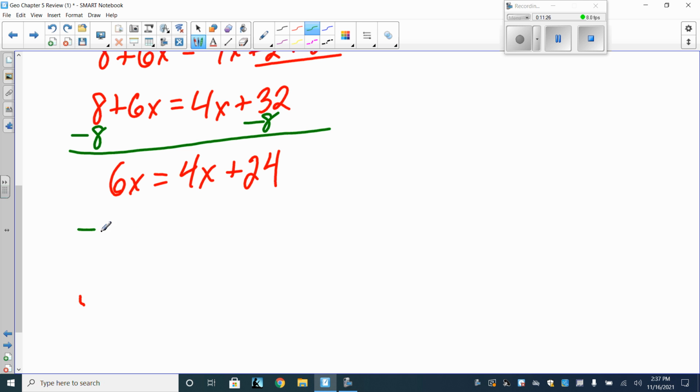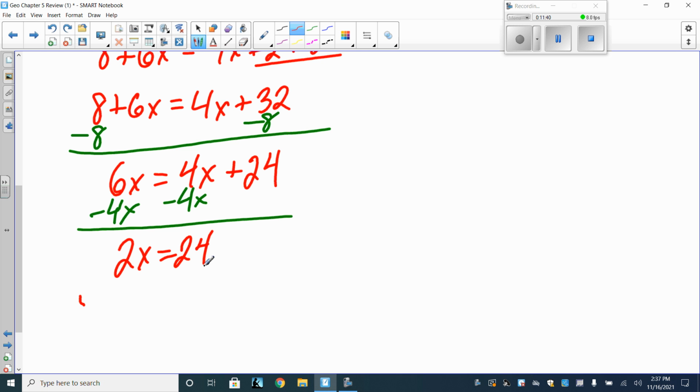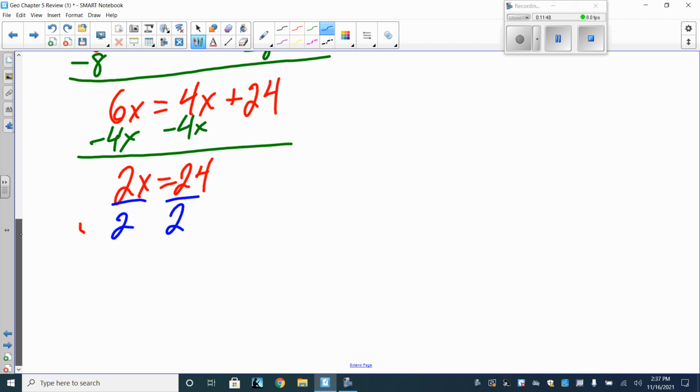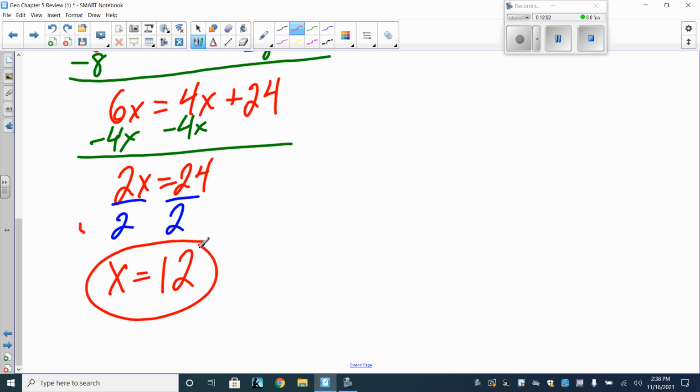Then what can we do next? Minus 4x from both sides so that we have all the variables on the same side. 2x is equal to 24. Write that a little better. x is 12. And that agrees with the back of the answer key? Probably not.